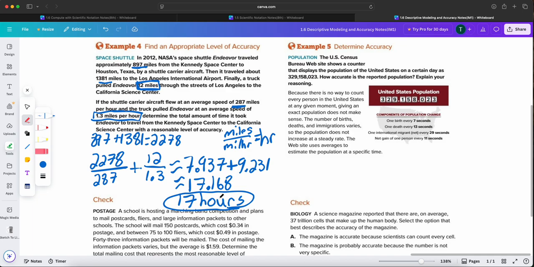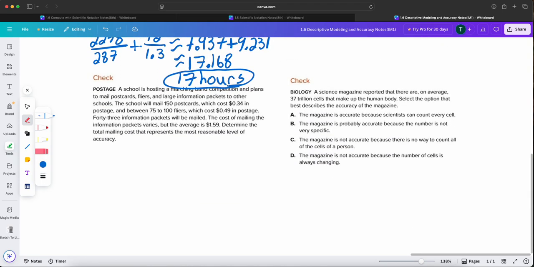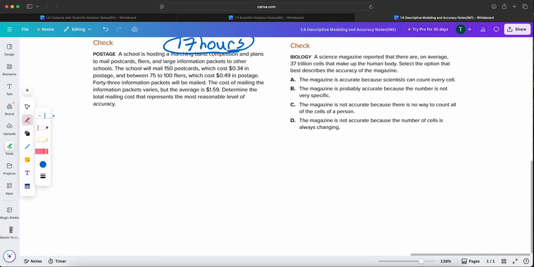So for this next one here, we have postage. So it says, a school is hosting a marching band competition and plans to mail postcards, flyers, and large information packets to other schools. The school will mail 150 postcards, which cost 34 cents in postage, and between 75 to 100 flyers, which cost 49 cents in postage. 43 information packets will be mailed. The cost of mailing the information packets varies, but the average is $1.59. Determine the total mailing cost that represents the most reasonable level of accuracy.